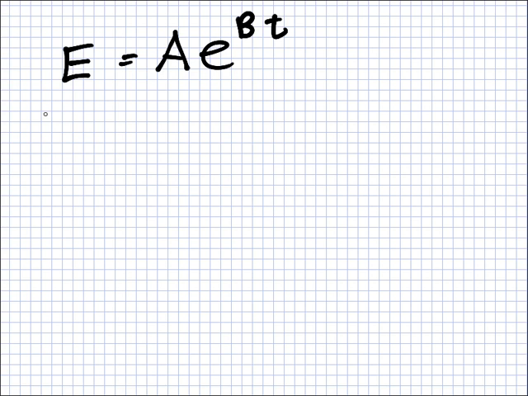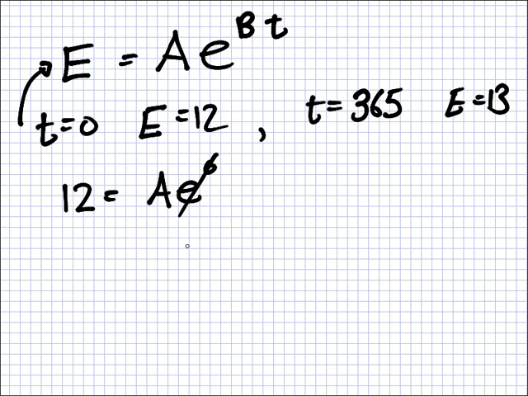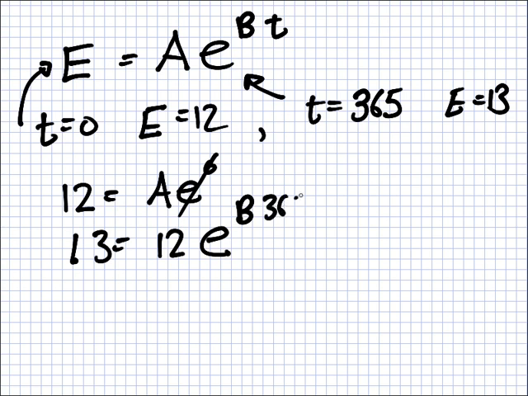We know two things. We know that when t equals 0, E equals 12. And when t equals 1 year, we'll use days, when t equals 365 days, E equals 13. Let's put the first piece in. I have 12 equals A e to the 0. So what's A? 12. Now let's put the second piece in. E, which is 13, equals A, which is 12, times e to the B, which we don't know, times t, which is 365, sorry, I wrote it there.